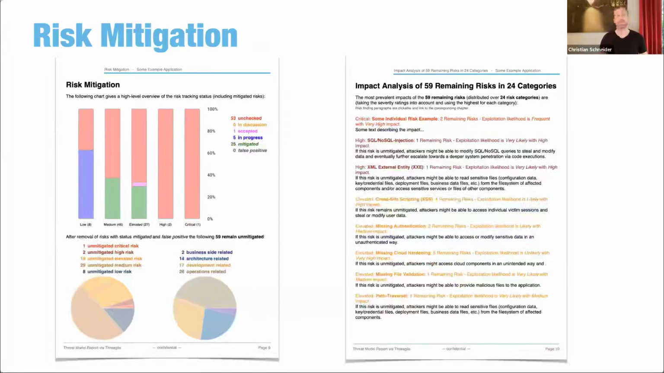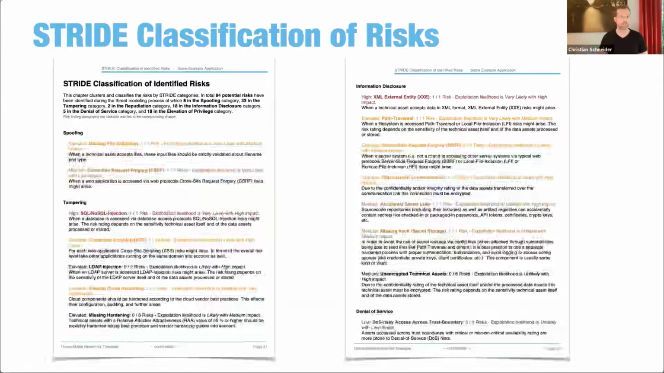Good, and then you get the impact analysis of the remaining risks. Those that you want to or need to keep because you cannot or do not want to mitigate them. So the remaining risks basically are those that need to be accepted by someone later on.